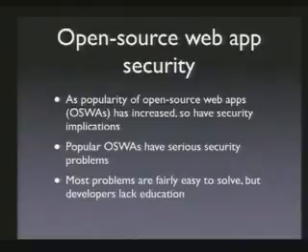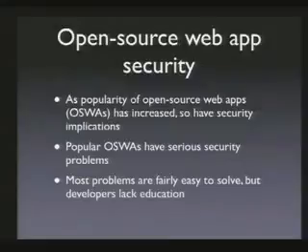So, current state of open source web application security. Basically, as the popularity of these open source web apps has increased, the security implications of them have too. A lot of popular web apps have some really serious security problems right now. We're seeing large numbers of installs of things like PHP BB, WordPress, and security problems with those are affecting lots and lots of people.